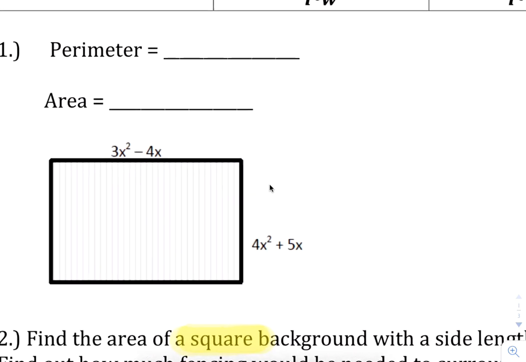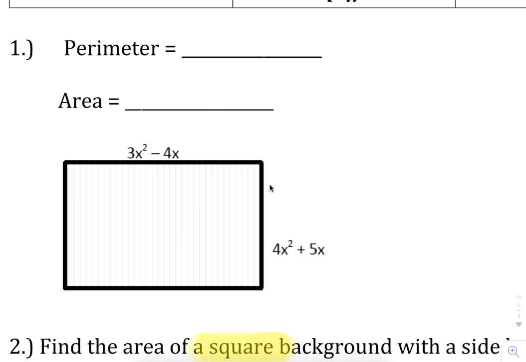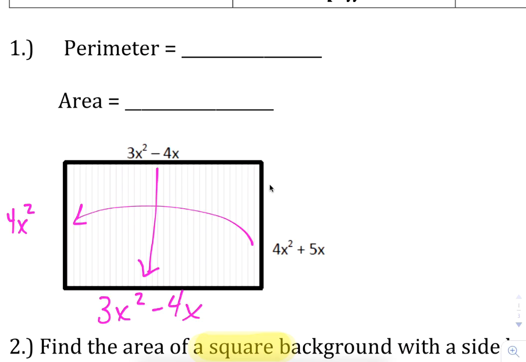So the first thing we're talking about is perimeter. The perimeter of a rectangle would mean that you add up all the sides. Well, in order to make sure I can do that, it's important that I know that the opposite sides are the same. So I'm going to copy 3x squared minus 4x. And on this side, I'm going to copy again 4x squared plus 5x. Okay? All right, so now that I know all the sides, I can go through and add up all my pieces. When we add, we combine like terms.